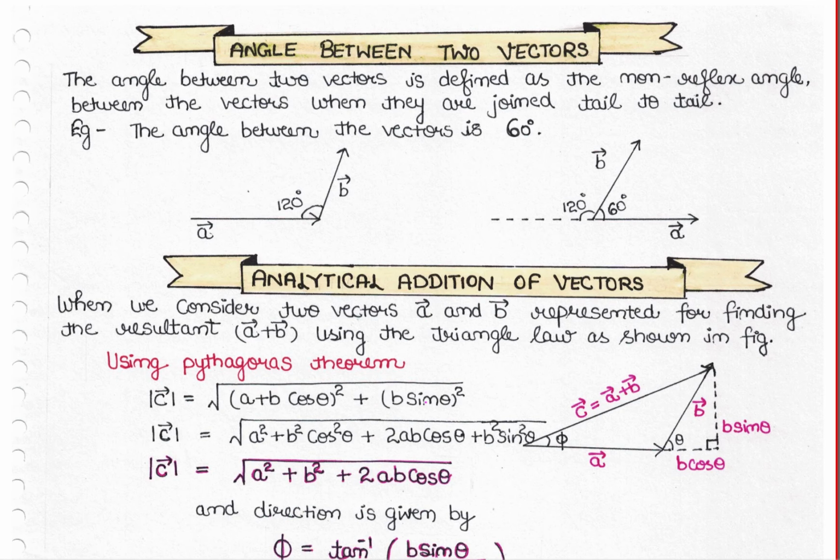Now angle between two vectors. The angle between two vectors is defined as the non-reflex angle between the vectors when they are joined tail to tail. Example, the angle between the vectors is 60 degree, as A vector is making angle with B is 120 degree. Now here you can see A vector and B vector making an angle 60 degree, so its outward angle is 120 degree.